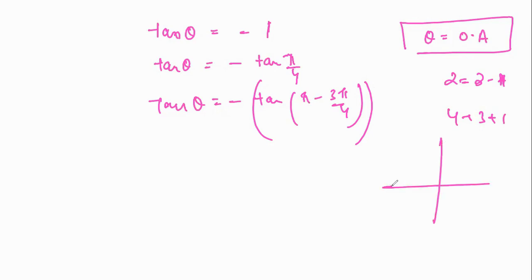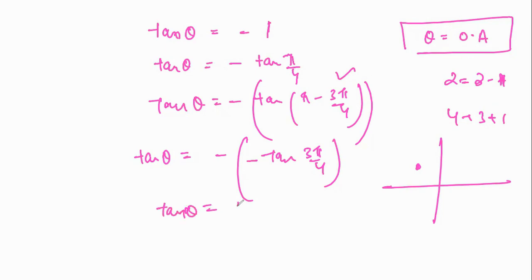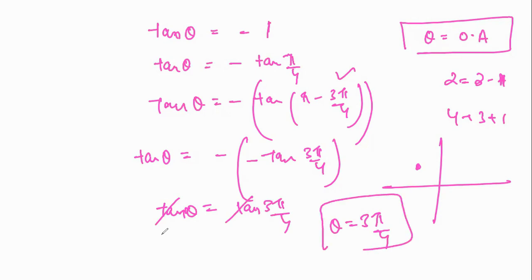Now pi minus something means the second quadrant. And in the second quadrant, tan is negative. So tan of pi minus theta means minus tan theta only. Theta here is 3 pi by 4, but it gives you negative because in the second quadrant tan is negative, right? So now the minus cancels out. So tan theta equals tan 3 pi by 4. Tan cancels out, so theta equals 3 pi by 4.